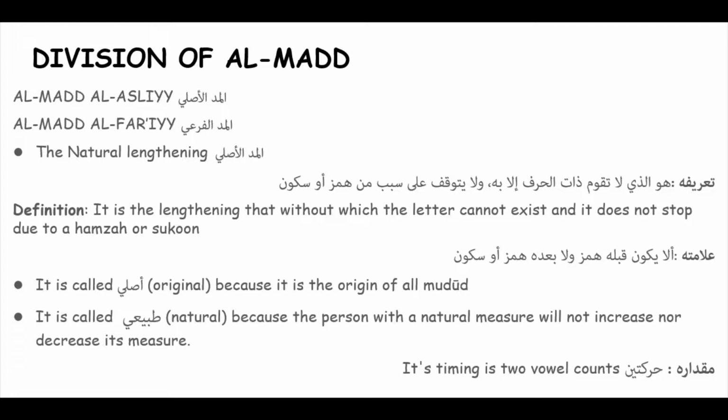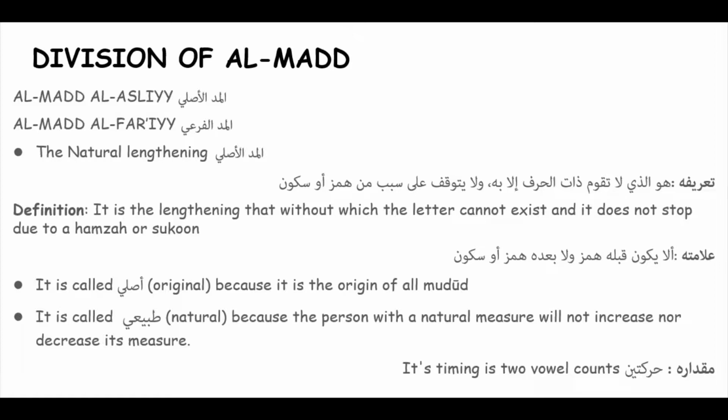by الذي لا تقوم ذات الحرف إلا به. It is that which without it the letter cannot exist. Without it, the actual existence of that letter cannot exist. ولا يتوقف على سبب من همز أو سكون, and it does not stop due to a hamza or sukun. I'm going to explain this. Its sign is that ألا يكون قبله همز ولا بعده همز أو سكون.